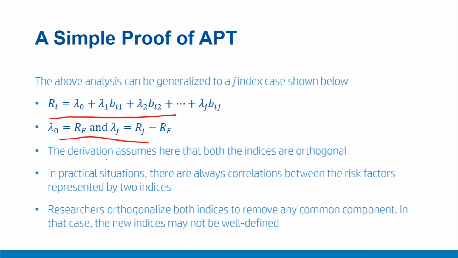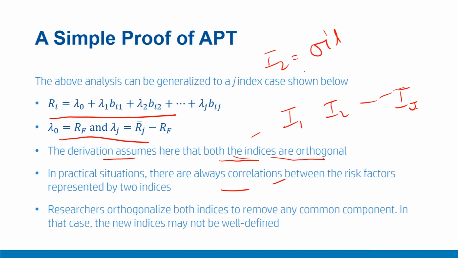This derivation assumes that all these indices, in this case, if there are two indices, then both the indices are orthogonal. If there are multiple indices, all these indices are orthogonal. When we say orthogonal, that means all these indices I1, I2 and so on are not correlated with each other. However, in practical situations, there are always correlations between these indices or risk factors. For example, if one of the risk factors, index I2, is the oil and gas index, chances are it will be heavily correlated with one of the other indices, let's say I1 is the market index. So chances are these two will definitely be correlated.